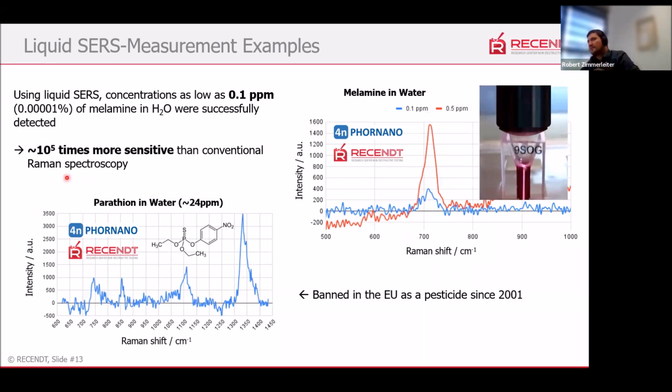So this might be a useful technique, for example, to check imported foods from other places in the world where they still are able to use parathion. And you can check if there's some residue of the parathion, if there's some leftover on your food, which you might not want to ingest because it can be harmful to your health.